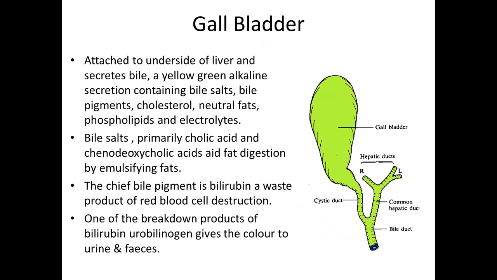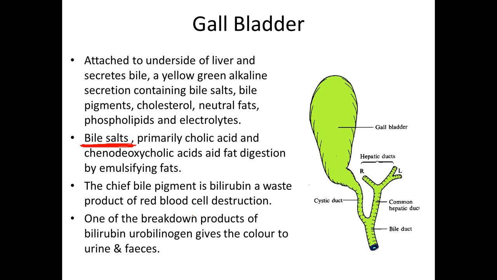The gallbladder secretes bile, which is a yellowish-green alkaline solution containing a number of different substances: bile salts, pigments, cholesterol, fats, phospholipids, and electrolytes. The bile salts are important because they aid fat digestion. They emulsify the fat droplets, making a bigger surface area so that they can be digested in the intestine.